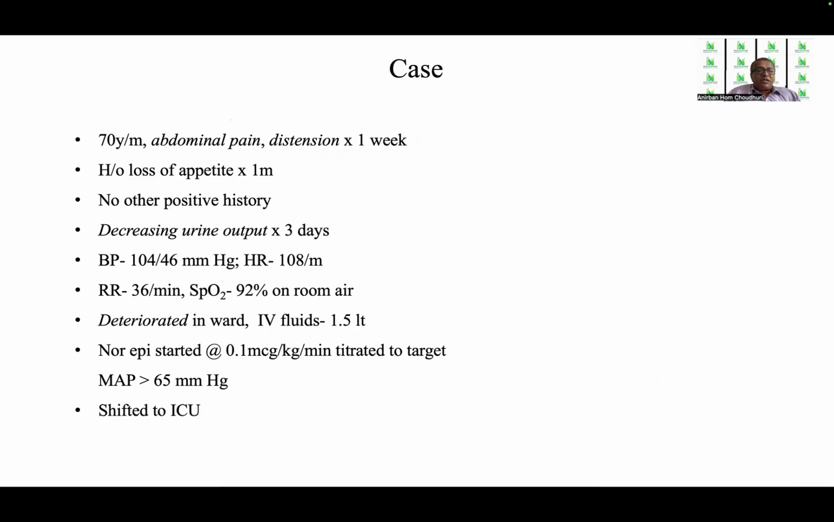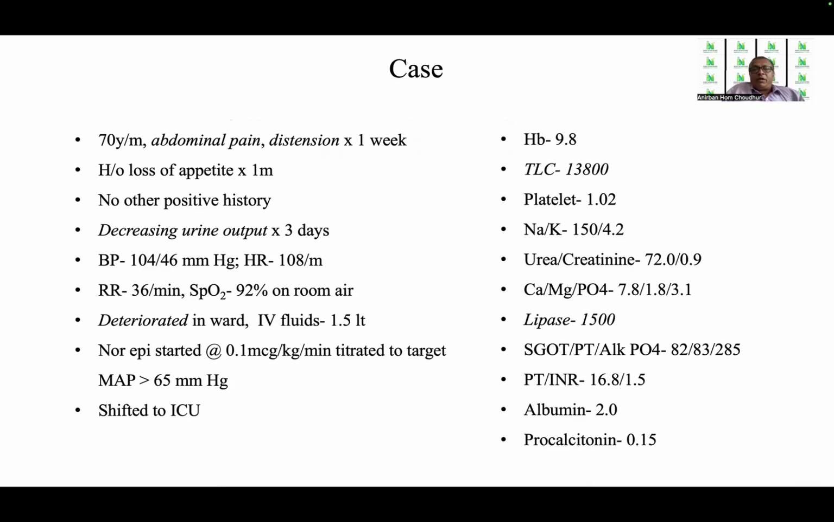The patient is initially admitted in the ward, but subsequently deteriorates with a fall in blood pressure. The patient is administered IV fluids to the tune of 1.5 liters. And after that, in order to maintain the mean arterial pressure of above 65 millimeter of mercury, the patient requires noradrenaline at the rate of 0.1 mics per kg per minute. So this is the point where the patient gets shifted to the ICU.